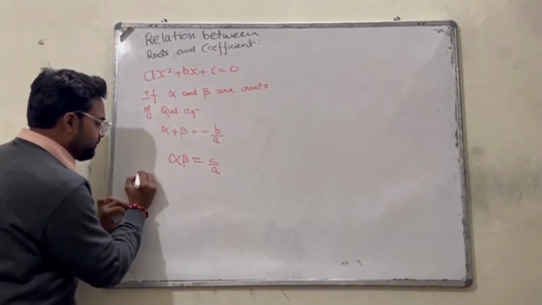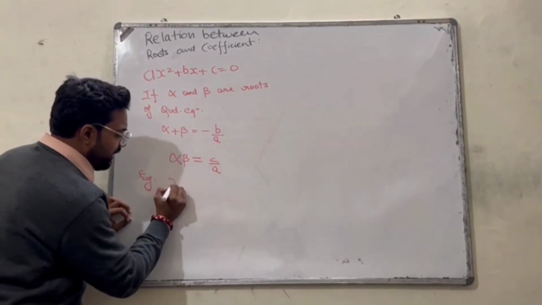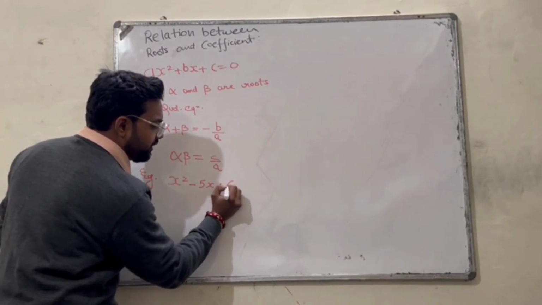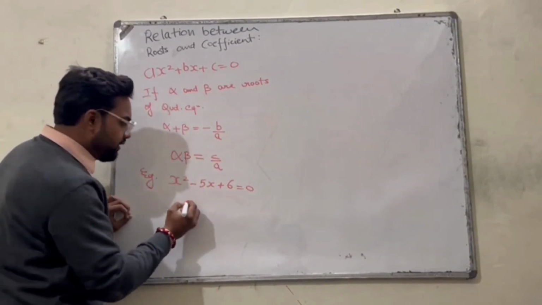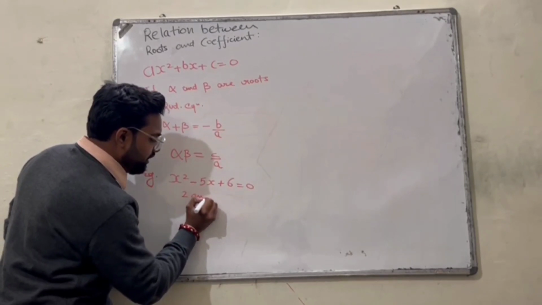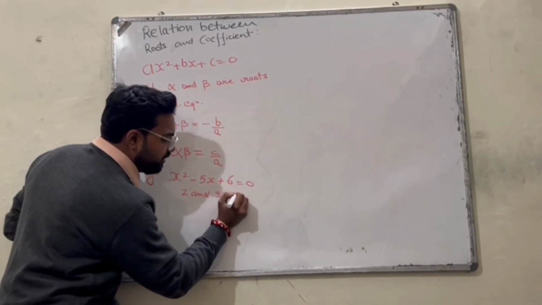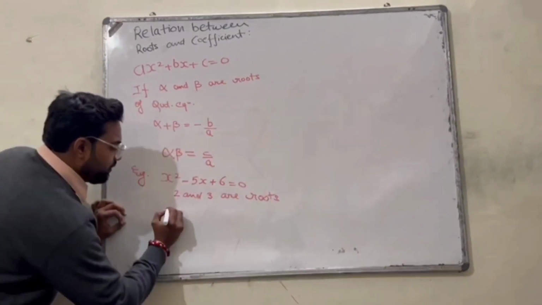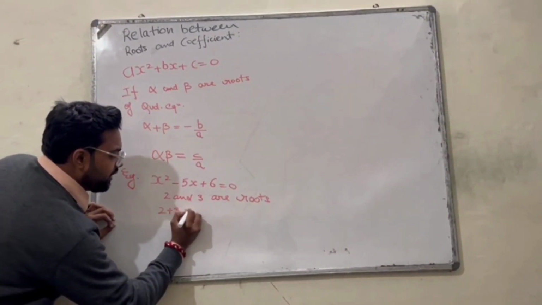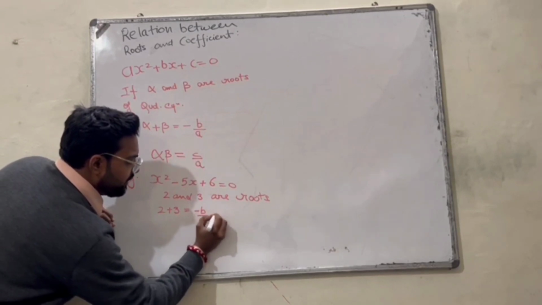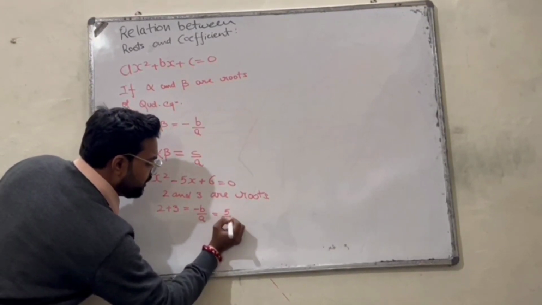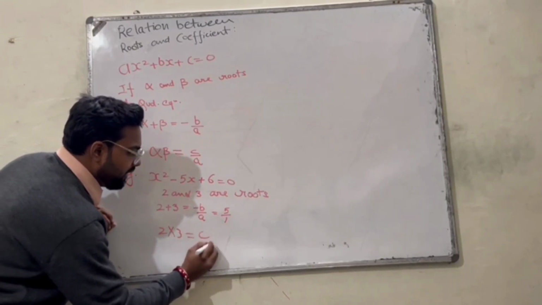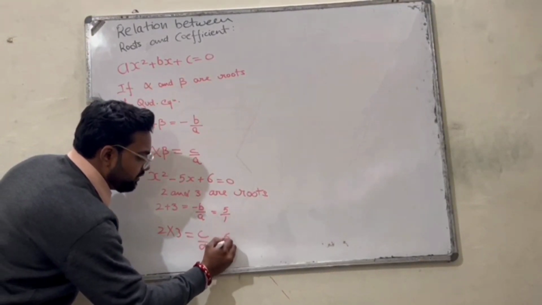For example, x square minus 5x plus 6 is equal to 0. Here 2 and 3 are roots. Now 2 plus 3 is equal to minus b by a, means 5 by 1, and 2 into 3 is equal to c by a, means 6 by 1.